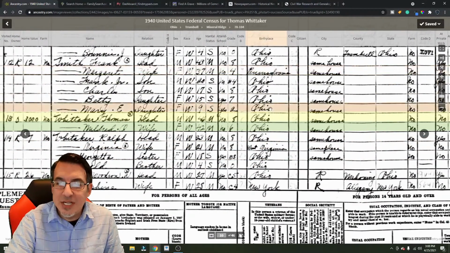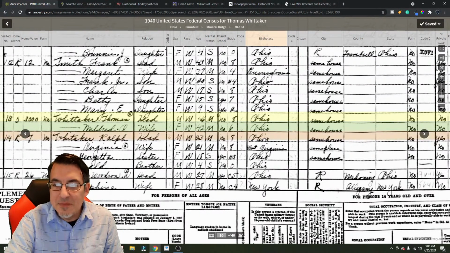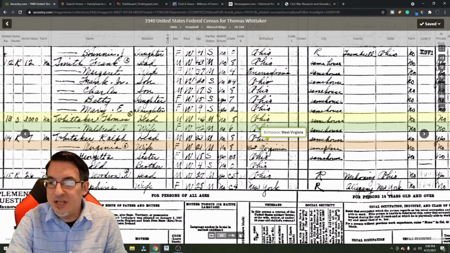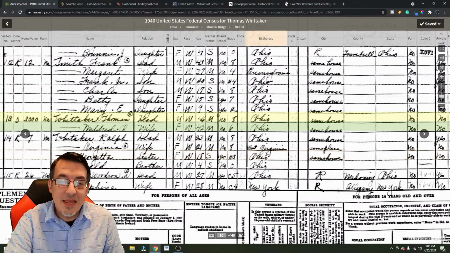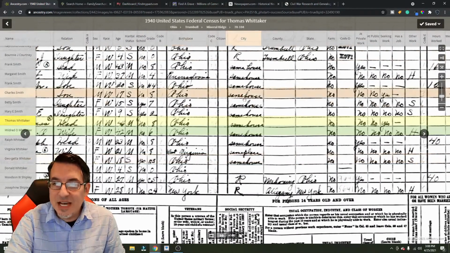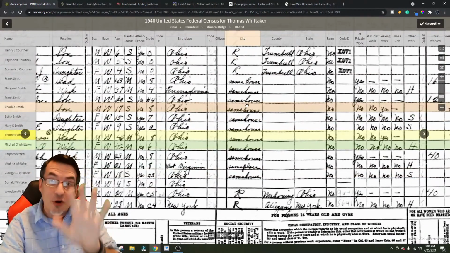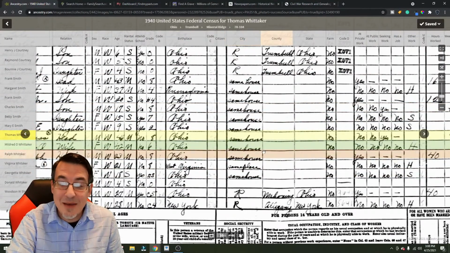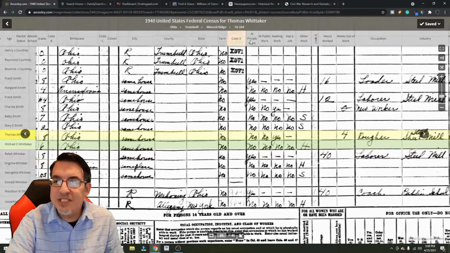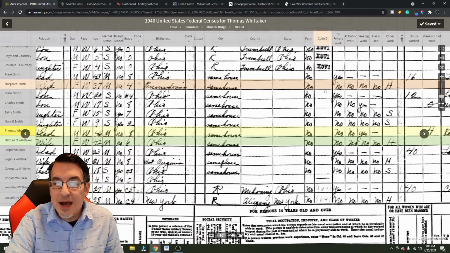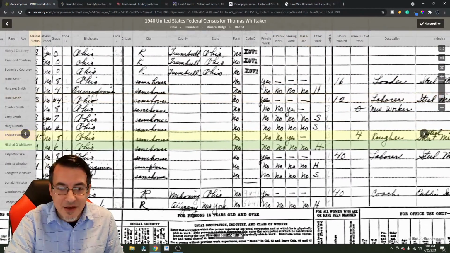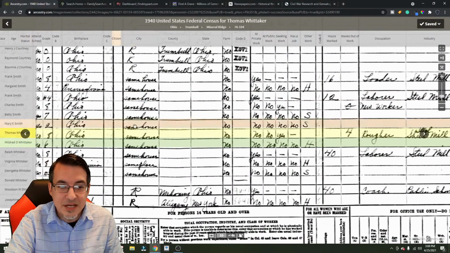This tells me what state they were all born in. Thomas and Mildred are born in Ohio. Ralph, my grandma's brother, is born in Ohio. His wife, Virginia, is born in West Virginia. And then his kids, Georgetta and Donald, are born in Ohio. This tells me where they were living in 1935, 5 years earlier. It says they were in the same house. You can see all of this in the heading here. And you can see they're real helpful with showing you this, so it kind of lines up.